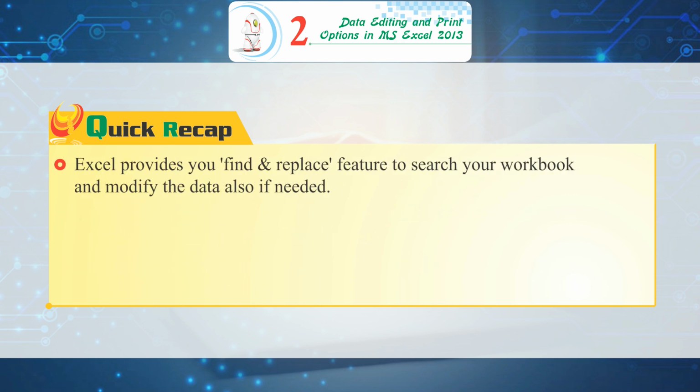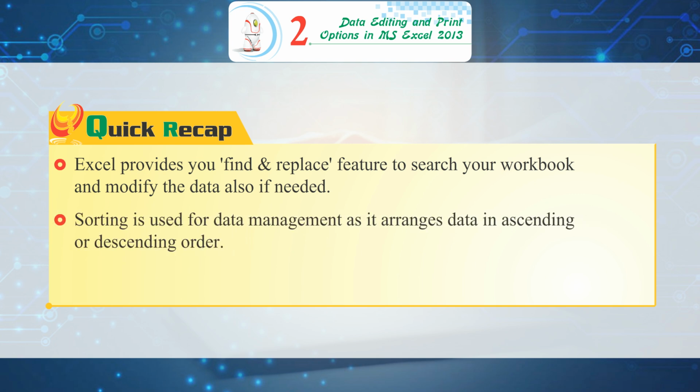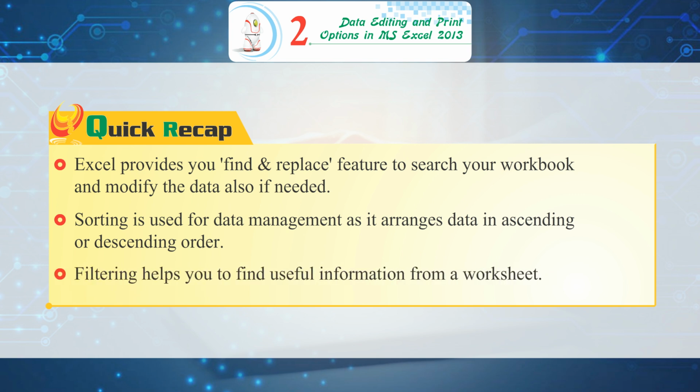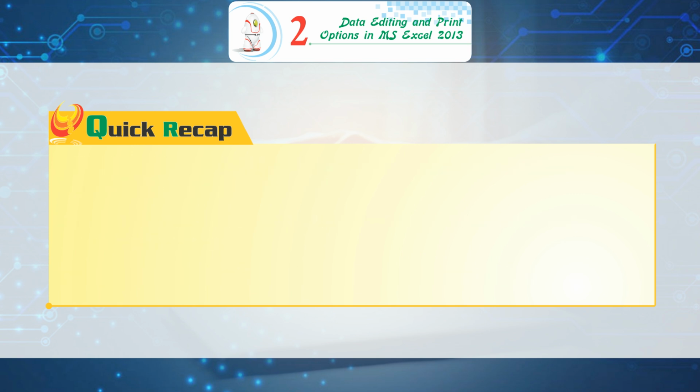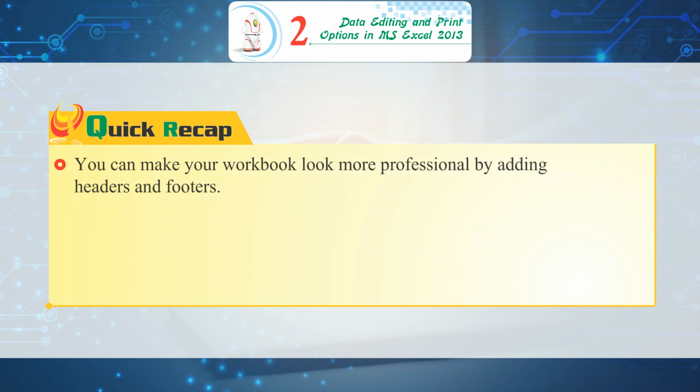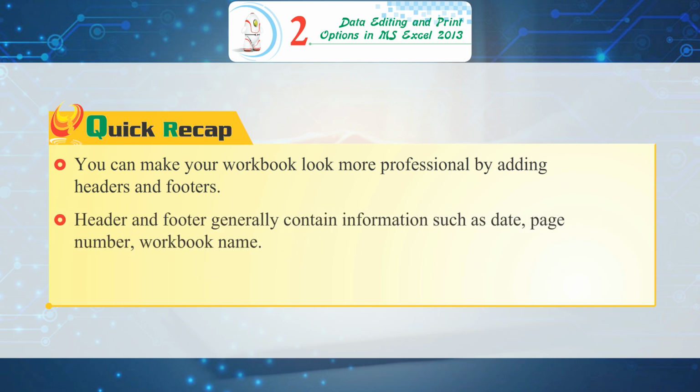Excel provides you find and replace feature to search your workbook and modify the data also if needed. Sorting is used for data management as it arranges data in ascending or descending order. Filtering helps you to find useful information from a worksheet. You can make your workbook look more professional by adding header and footer. Header and footer generally contain information such as date, page number, workbook name.